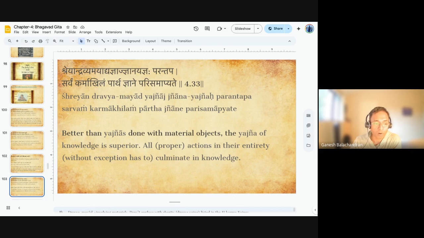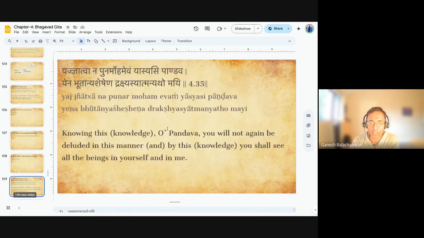And what does Bhagavan say here? Shreyan dravyamayat yajnat jnana yajna parantapa, sarvam karma akhilam partha jnane parisamapyate. Better than yajnas done with material objects is the yajna of knowledge, way superior to the other types of yajnas. All proper actions in their entirety culminate in knowledge. He is indirectly saying Bhagavad Gita. So Bhagavan is testing whether we are reading or just sitting in the class.